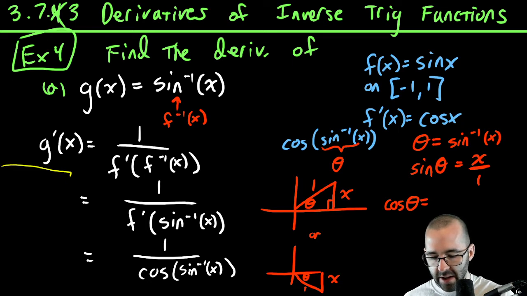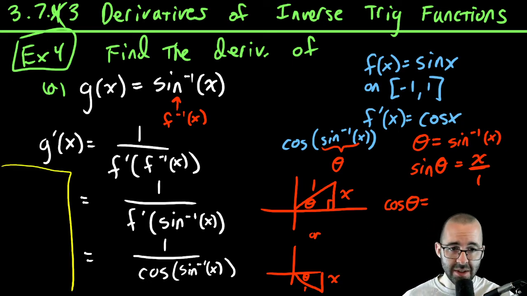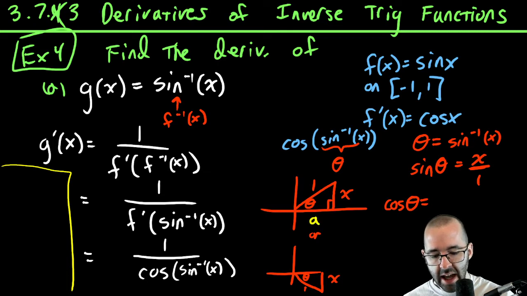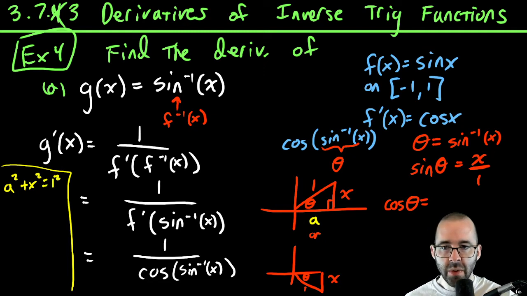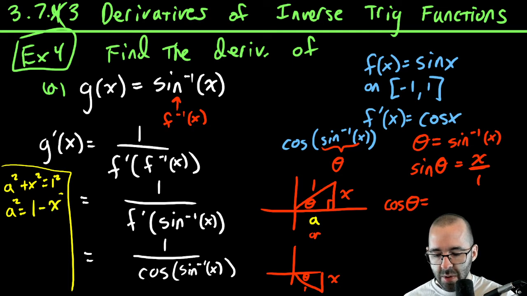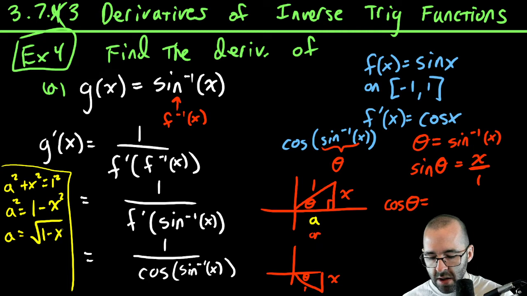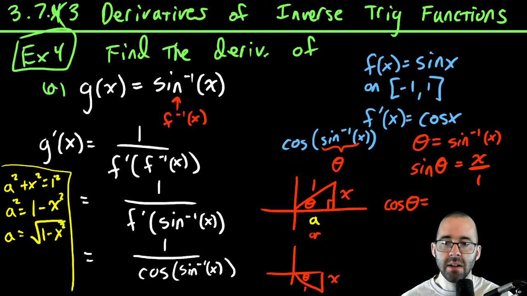Again, I want to have everything on the same page, but it would be best if you wrote this somewhere where you had room, but I don't want to switch pages for all of you yet. Let's call this a or whatever. A squared plus x squared has to equal 1 squared, Pythagorean theorem. We want to solve for a. A squared is equal to 1 minus x squared, or a is plus or minus the square root of 1 minus x squared.